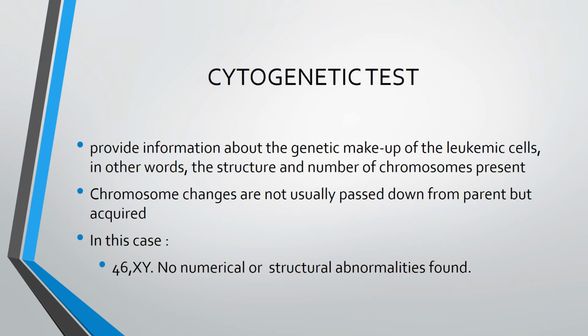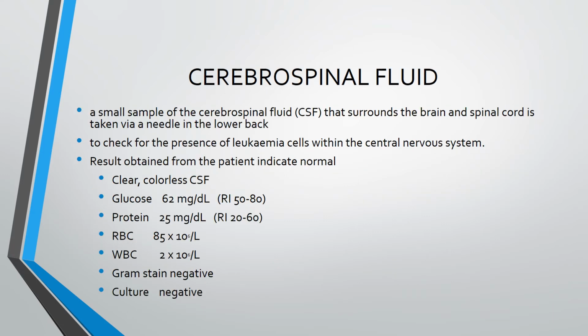Chromosome changes are not usually passed down from parents, but are acquired. In this case, it has normal chromosomes, with no numerical or structural abnormalities. For cerebrospinal fluid testing, a small sample of the CSF that surrounds the brain and spinal cord is taken via a needle in the lower back. The purpose of this test is to check for the presence of leukemia cells within the central nervous system. However, the result obtained from this patient indicates normal.